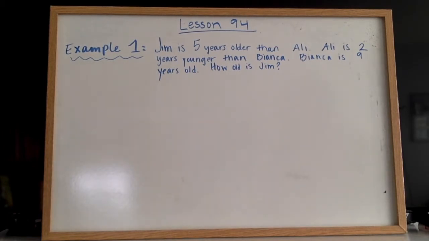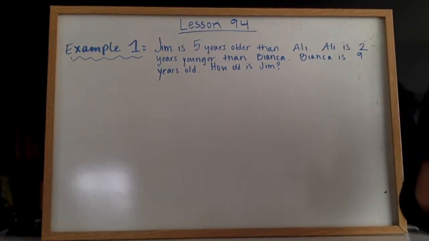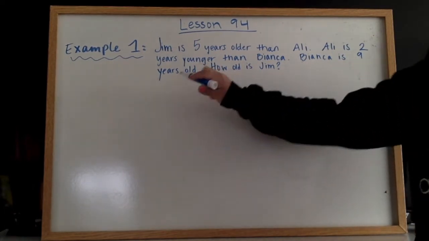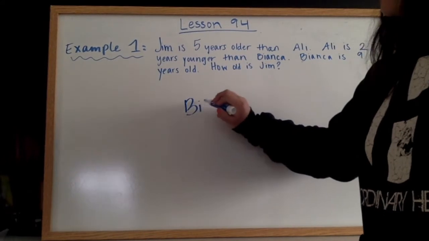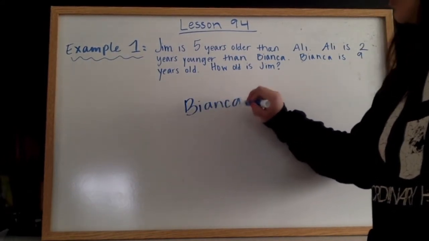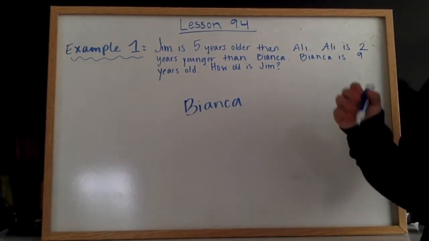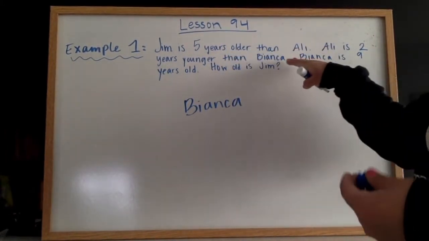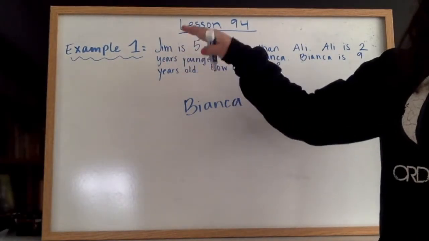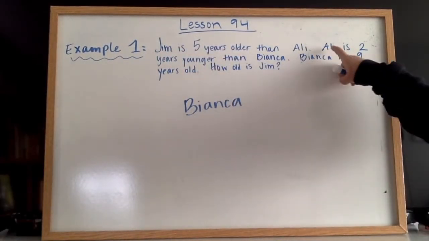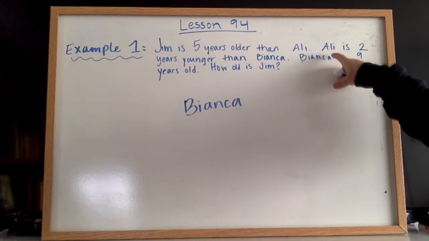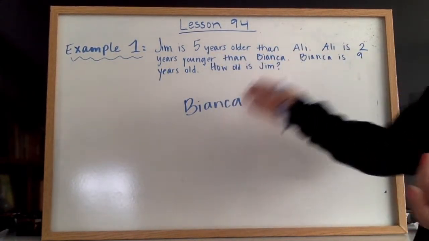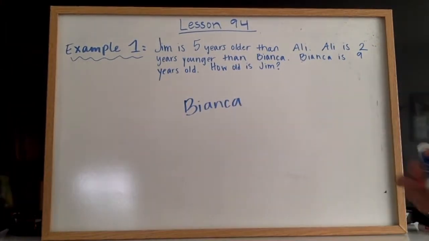So right now we only know one thing for sure. Okay? Bianca is 9 years old. Everything else that we're told we'll have to figure out. So, for example, when it says Jim's 5 years older than Allie, we don't know Jim's age. We have to figure that out. Right now, we don't know Allie's age either because it says Allie's 2 years younger than Bianca. So we need to start with Bianca because we do know how old she is.